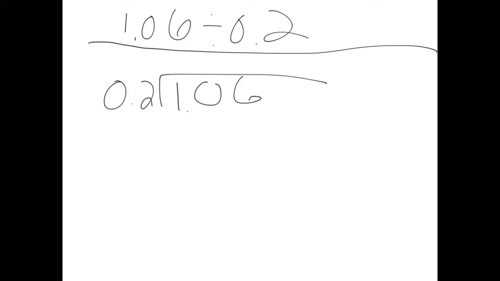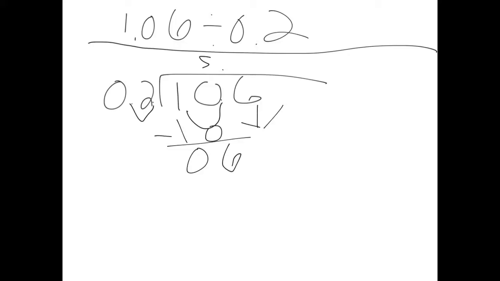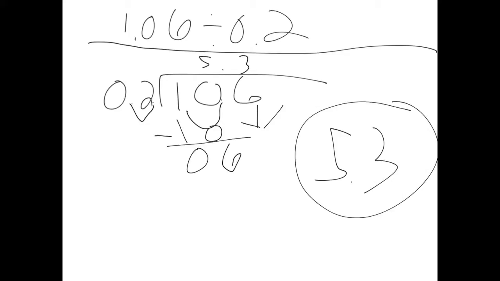Okay, so you can't have a decimal in the divisor, so you're going to move it over 1, and you have to do the same to the dividend. You're going to place it up there. And then now just 2 divided by 10 equals 5, and that equals 10, and 0, and 6 again is 6, and that equals 3, and 5.3 is now your answer.